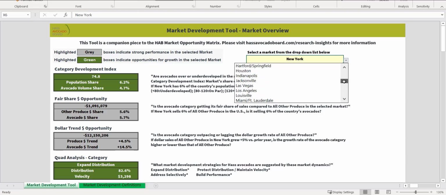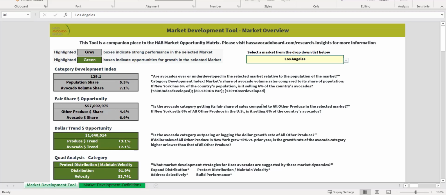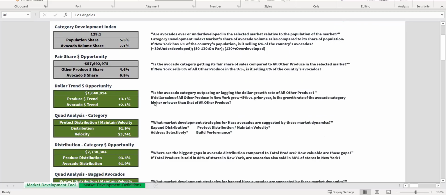When you select a market, for example, let's choose Los Angeles. Okay, it's Los Angeles. There you go. The gray boxes indicate a strong performance, and the green boxes represent an opportunity. On Category Development Index, we can see that Los Angeles marked above 120 points. So any market above 120 is considered overdeveloped.